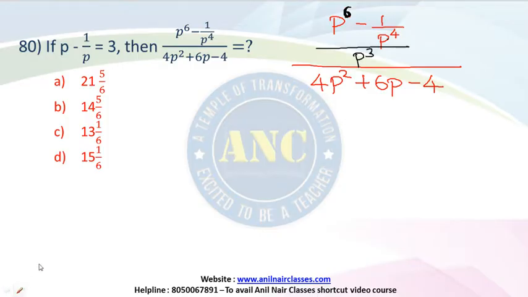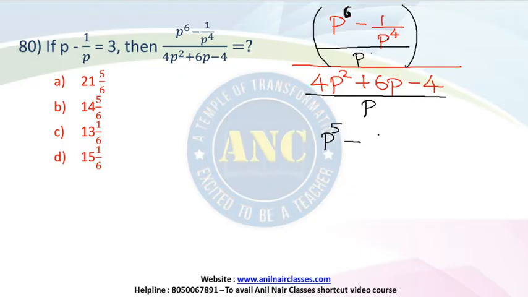So I will not divide by P cube. Instead of dividing by P cube, I will just divide by P. You might ask me, sir, even if you divide by P, you will get 1 by P power 5. That is much more comfortable compared to 1 by P power 7, right? I hope you agree with that. So I will just divide by P. If I simplify further, this entire thing becomes P power 6 by P, which is nothing but P power 5, minus 1 by P power 4 by P. It is 1 by P power 5, right? 1 by P power 5.